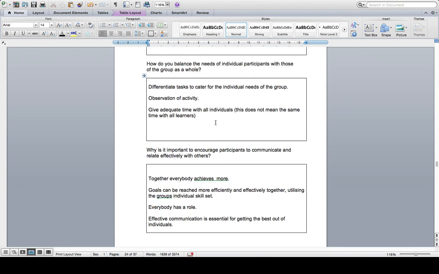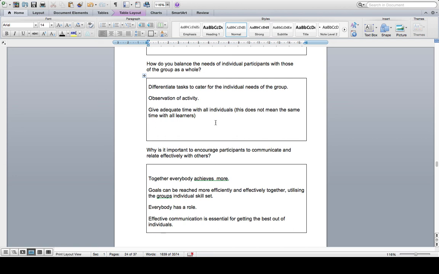Next up, how do you balance the needs of individual participants with those of the group as a whole? Okay, so you need to use something that is called differentiation. You need to differentiate tasks to cater for the individual needs of the group. So what that means is you need to make sure that you're differentiating due to needs again. The joint goal, the group goal, might be to create something. The individuals might have their own individual tasks that they have to do to create the whole goal at the end. And you need to make sure that you can interact with the individual as well as the group goal.